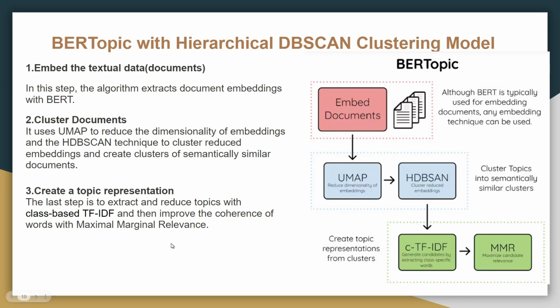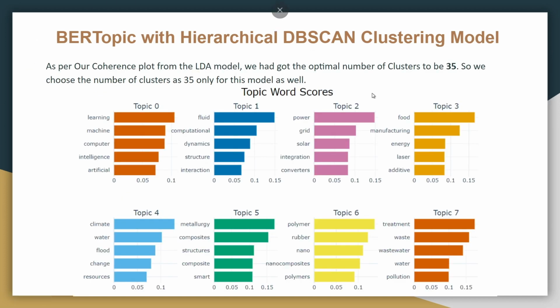So here is the architecture of the model. It has basically three steps: embedding the textual data, clustering the documents, and creating a topic representation. After fitting this model, after training it, these are the results. Once the model is trained, we have trained it for 35 clusters, because these 35 we obtained from our LDA model.